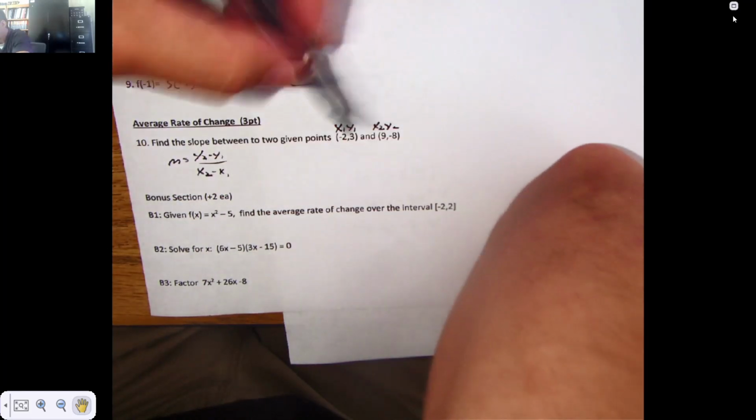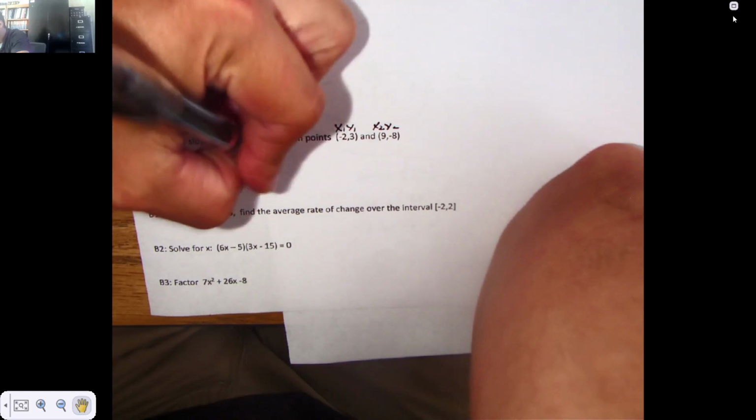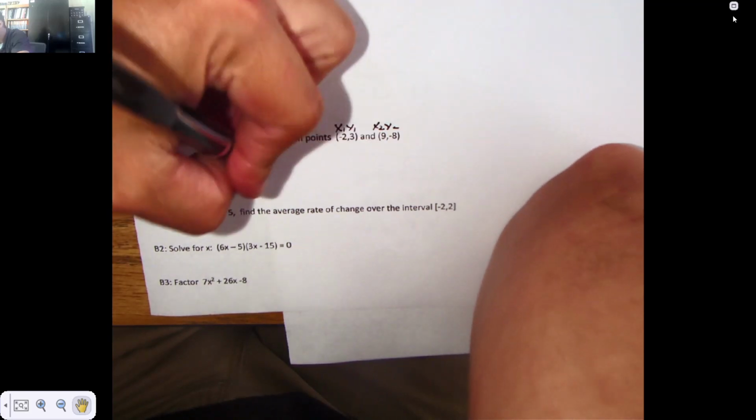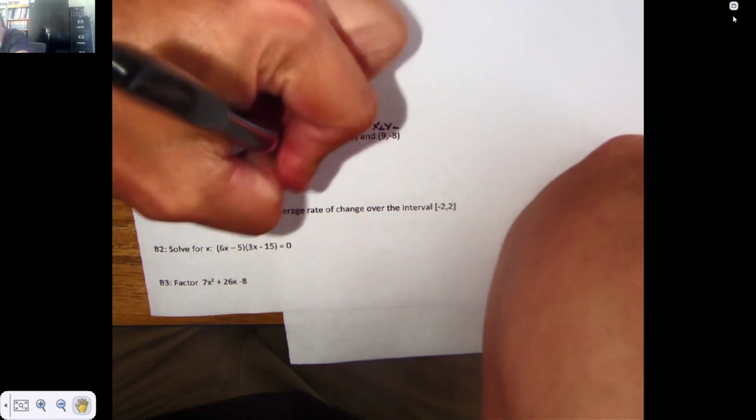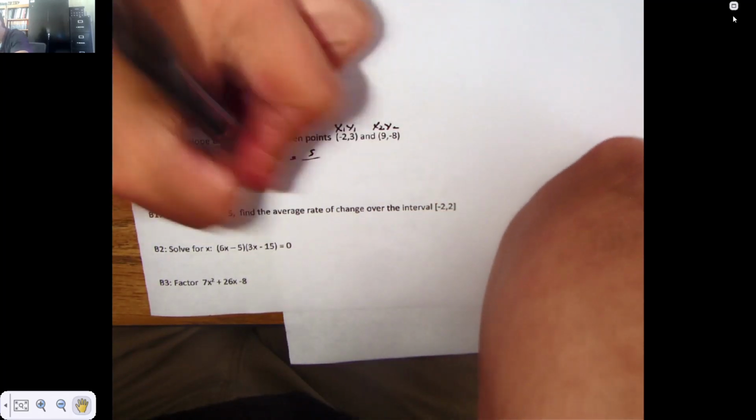The setup would be 8 minus 3, sitting pretty over 9 minus a -2. 8 minus 3 being the number 5. And 9 minus the -2, taking away negatives is addition, so 5/11ths.